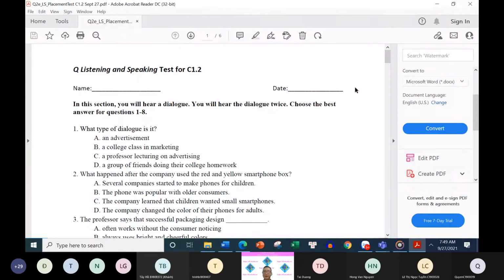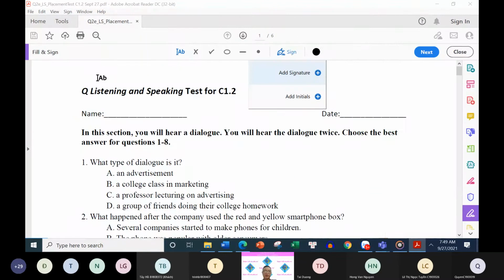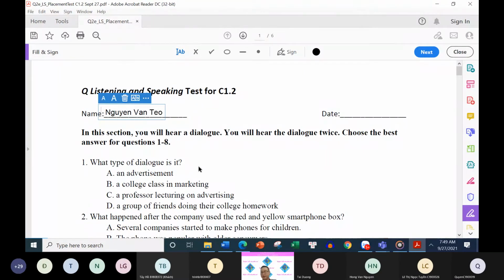I need you now, if you have this software, Adobe Acrobat Reader, to use this function to write your name over here. And the date today.